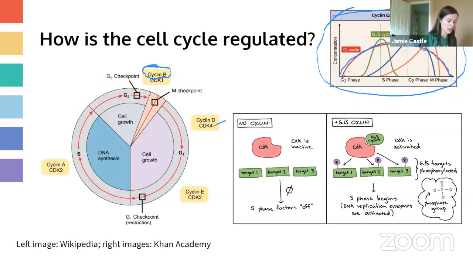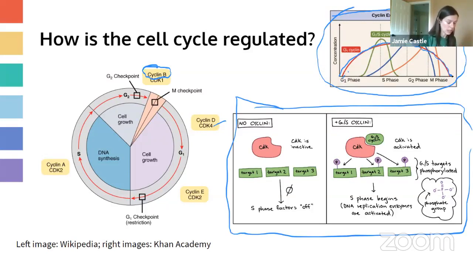So the reason why I threw in this image here was to show how that's working. The CDK is inactive unless a certain cyclin is present. And that's why you're seeing, in this image to the left, the presence of both cyclins and CDKs at certain points around the diagram.